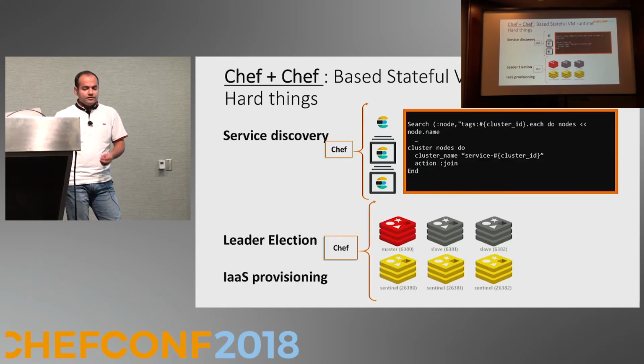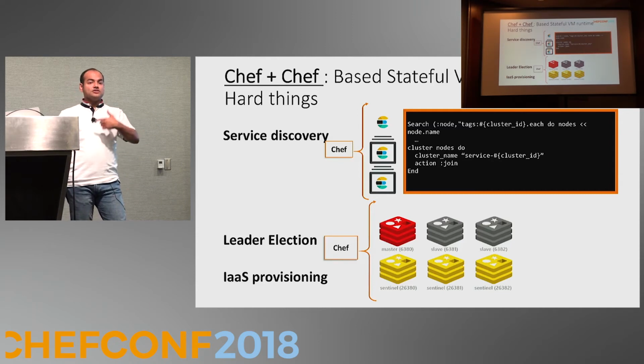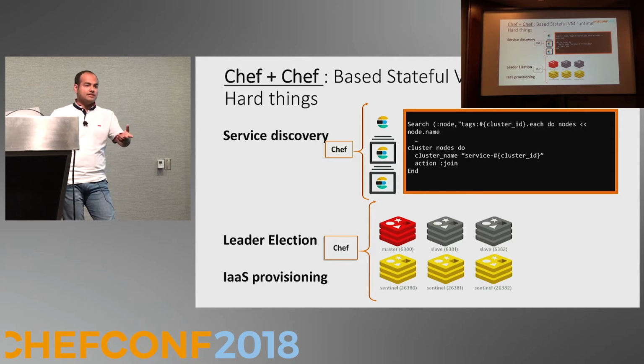A few other problems: service discovery. The only way to find other nodes was using Chef node search. That's the only way you can find the IP of the other nodes. Leader election: if you have advanced use cases where one node has to be leader in a distributed system, then that is a hard problem. Chef treats all the nodes equally. And the IaaS provisioning: on all 3 different IaaS we run on, Azure, Amazon, and vSphere, the driver is different, and there are some differences in the drivers. So these are the hard parts.